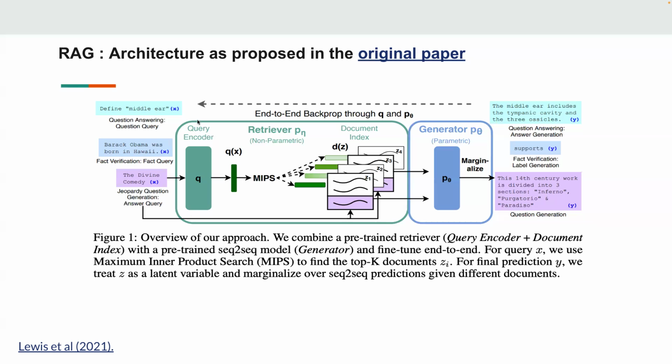So you have the query encoder, which takes your input query and gives you a query embedding, which is Q(x), then retrieves the top documents using an inner product search from the document index, and then you add that to your generator, and then you generate whatever you want based on your downstream task.